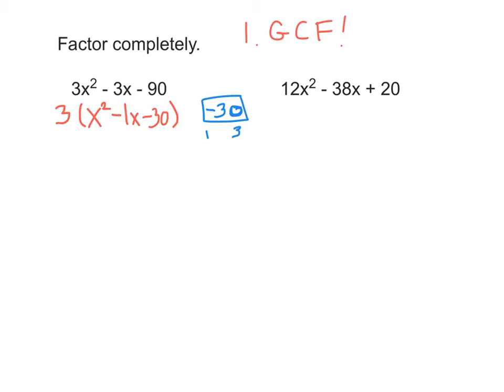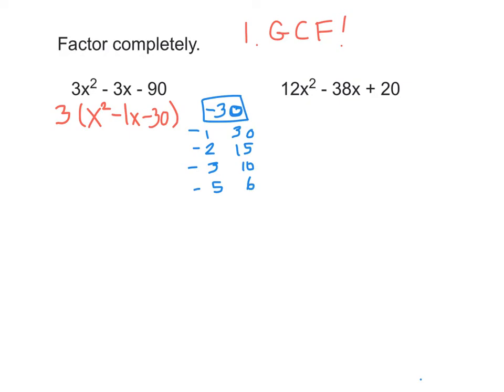1 times 30 is 30. But one of them needs to be negative. 2 times 15 is 30, but one of them needs to be negative. 3 times 10 is 30, but one of them needs to be negative. It is not divisible by 4. It is divisible by 5. 5 times 6 is 30, and one of them needs to be negative.